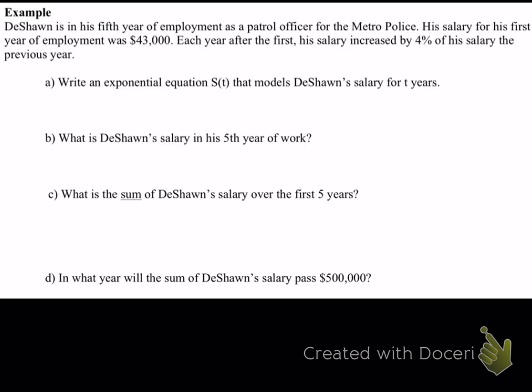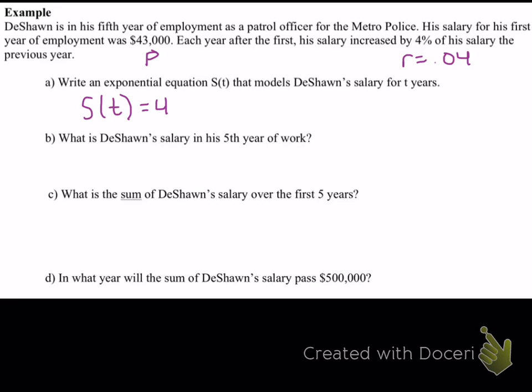So, similar to the equations that we did earlier in the week, we're going to be thinking about this idea that the 43,000 is our principal. It's what we're starting with. The 0.04 is our interest rate. And what we don't know is the time. We're trying to write a general equation here.